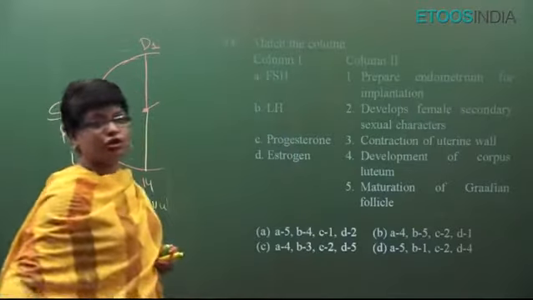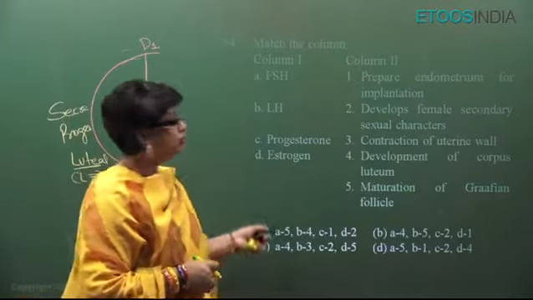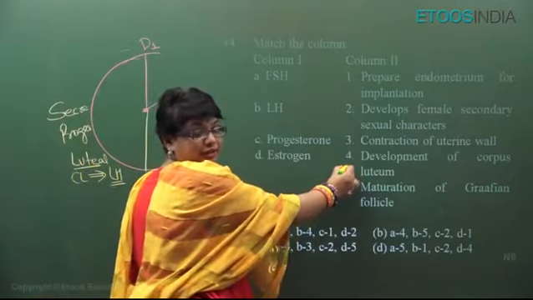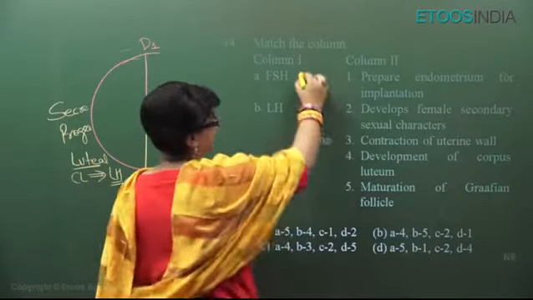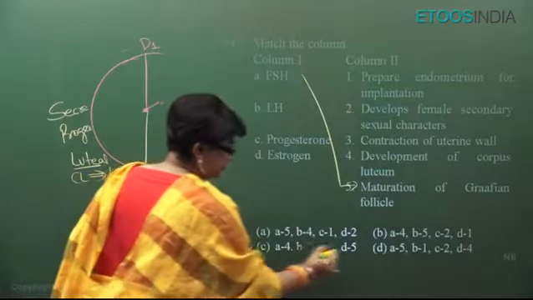Now, match the column. We'll always go by the options. A can be 5 or 4. Let's see. FSH is not responsible for corpus luteum development. That is a function of LH, maturation of follicles. So A is 5.